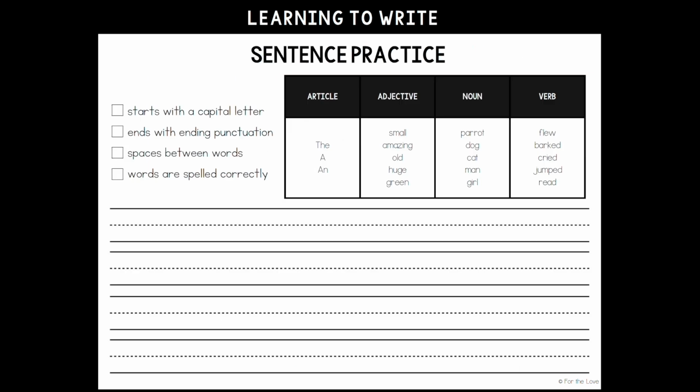Now that students know the purpose of adjectives, it is time to write some sentences. The article is back because when we have an adjective before a noun, we need the article. For example, the small parrot flew. Small parrot flew would not be a complete sentence, so we need the article back.